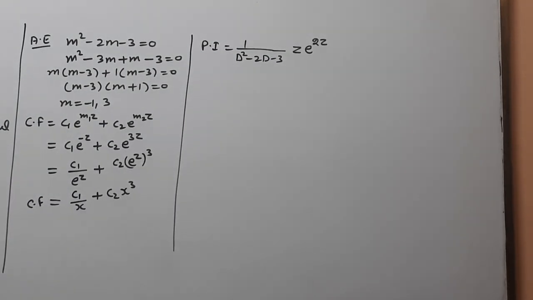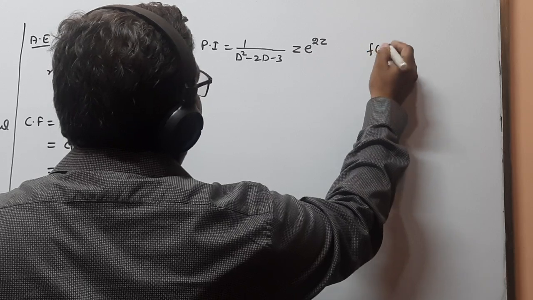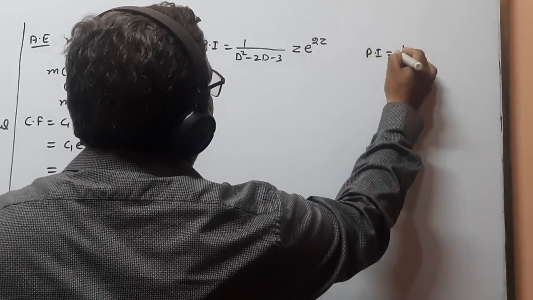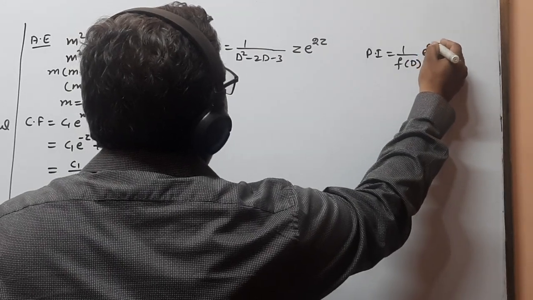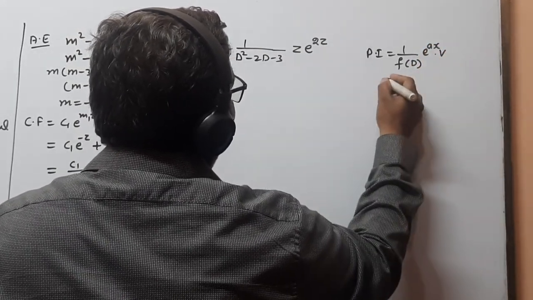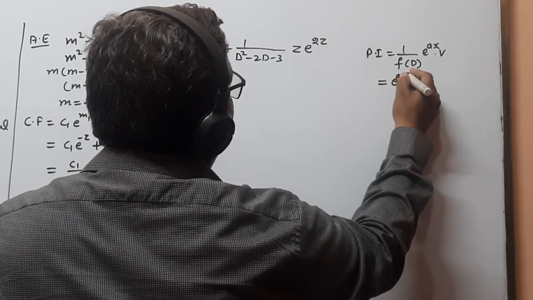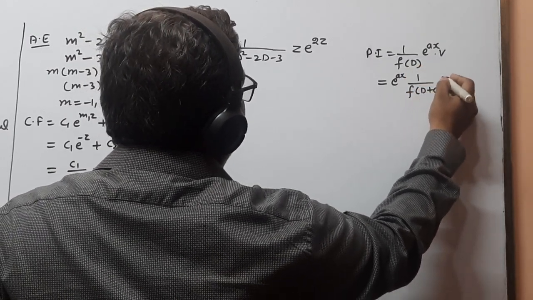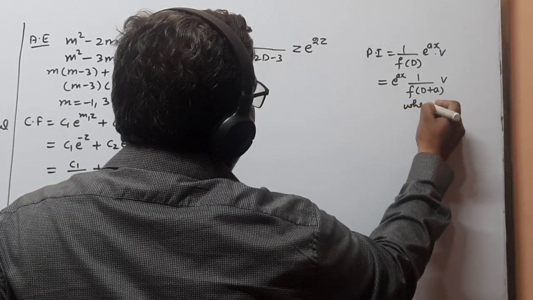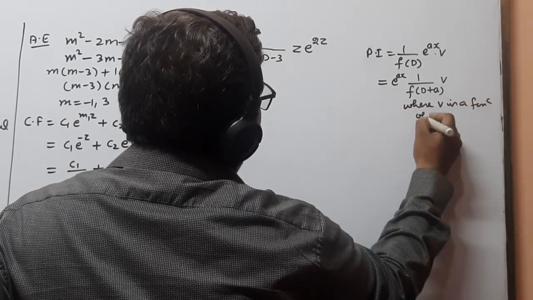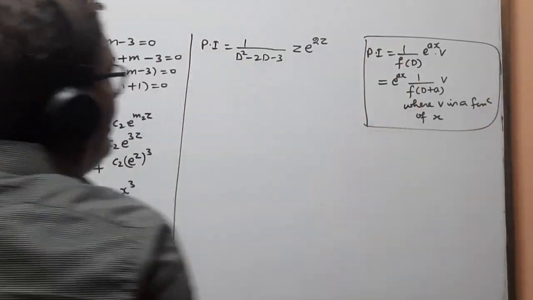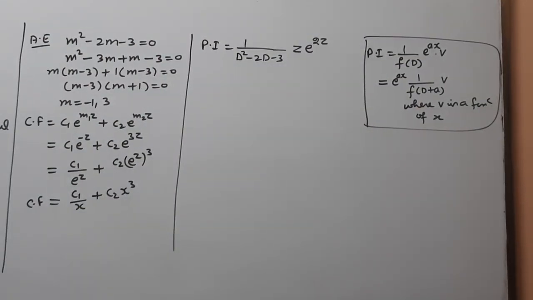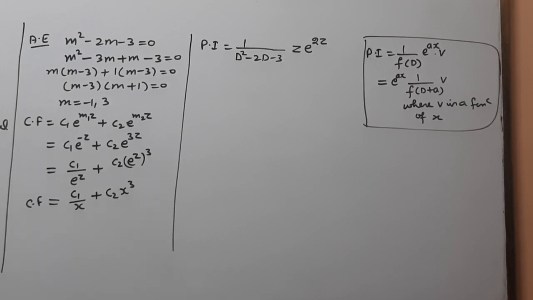Now we find the particular integral of the right hand side, z e to the power 2z. You know the formula for the particular integral of 1 upon f(D) of e to the power ax multiplied by v, where v is a function of x. We can write this e to the power ax outside the particular integral, and 1 upon f(D plus a) times v, where v is a function of x. This is the formula for finding the particular integral of e to the power ax multiplied by v, where v is a function of x.